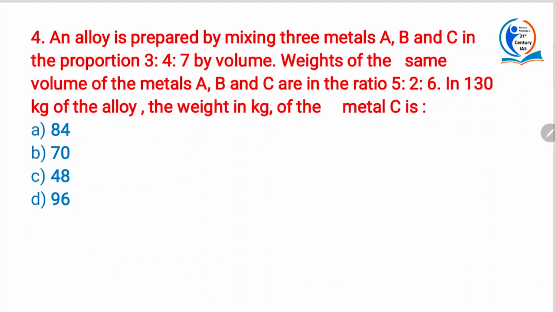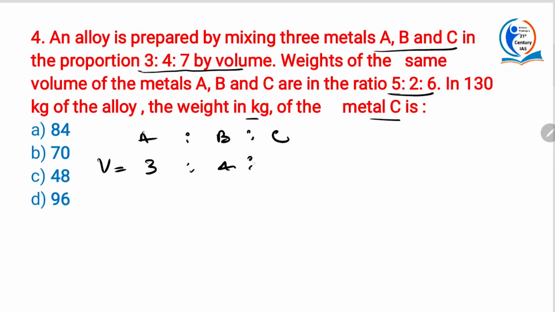Now, next question. An alloy is prepared by mixing 3 metals A, B and C in the proportion 3:4:7 by volume. Weights of the same volume of metals A, B, C are in the ratio 5:2:6. In 130 kg of alloy, the weight in kg of the metal C is. So, there is A:B:C. What is the ratio of volume? 3:4:7. What is the ratio of weight? It is 5:2:6. Now, this is the ratio of volume, this is the ratio of weight.